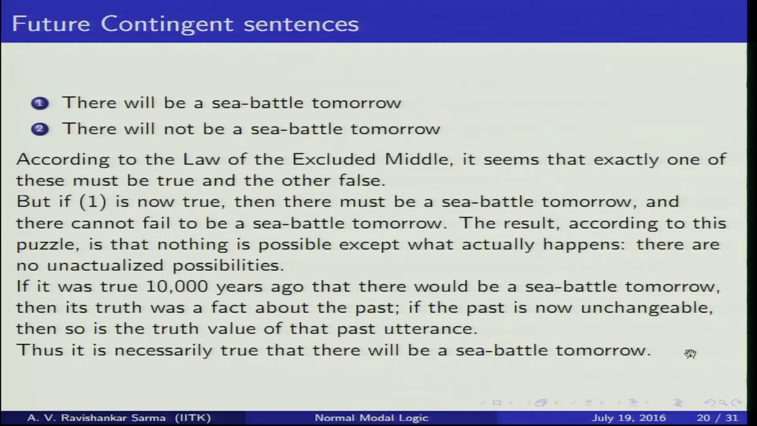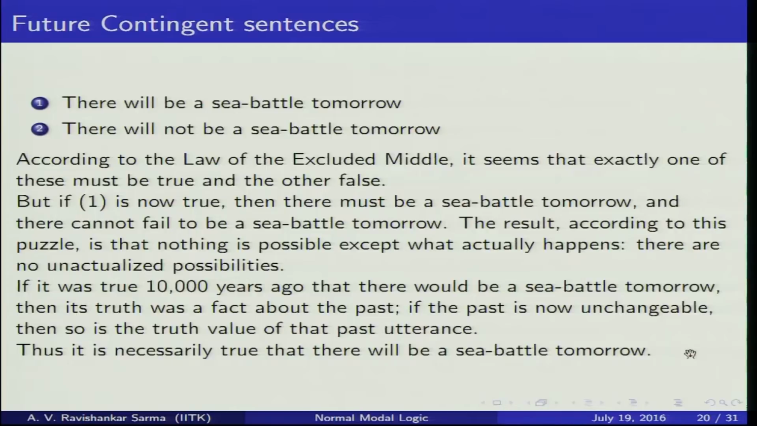Now according to the law of excluded middle, one excludes the other possibility: either P is the case or not P is the case. It seems that exactly one of these must be true. If there is a sea battle tomorrow, obviously the other thing, that there is no sea battle, is ruled out. But if one is true now, that means if you are making such a statement now, that there will be a sea battle tomorrow, then the sentence is true now.